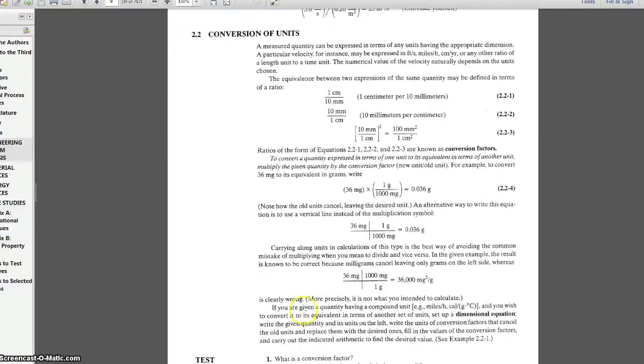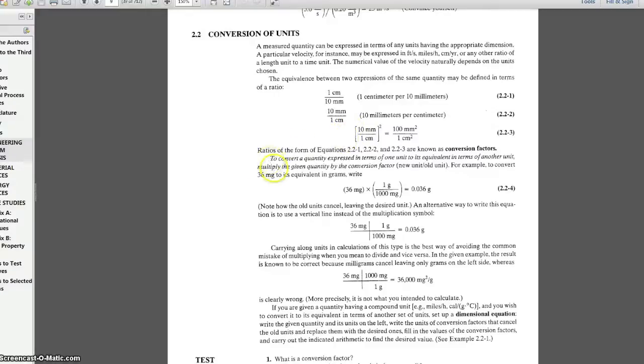So we're back at conversion of units. Conversion of units is basically converting units. Let's say 10 millimeters equals 1 centimeter. That's the conversion of units.